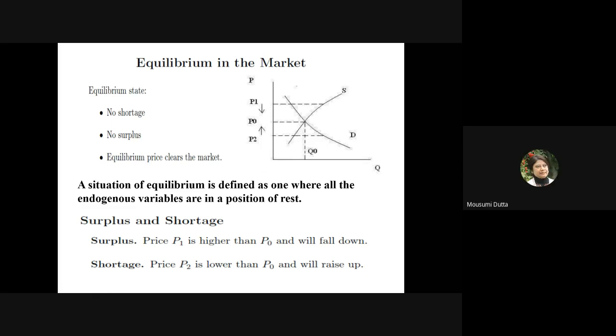Market clears means demand is equal to supply. Total demand is equal to total supply. At equilibrium, both the curves are intersecting each other, which means demand is exactly equal to supply. This amount is both the quantity demanded as well as quantity supplied. This means the market is cleared. Okay, got it.